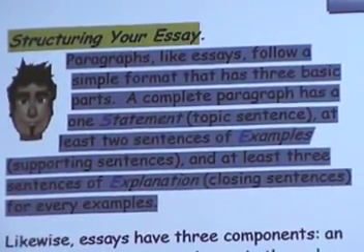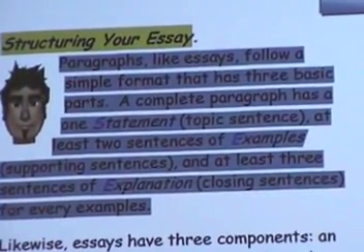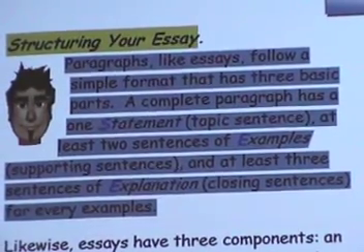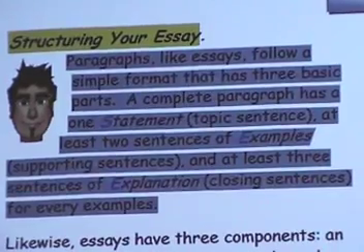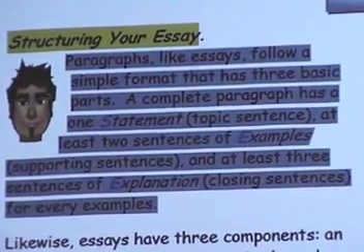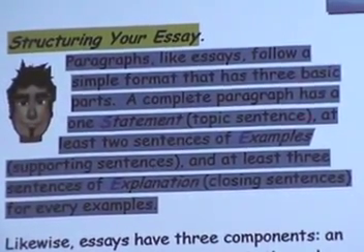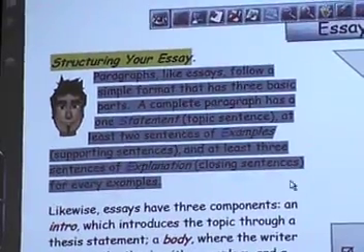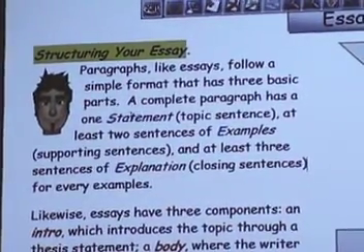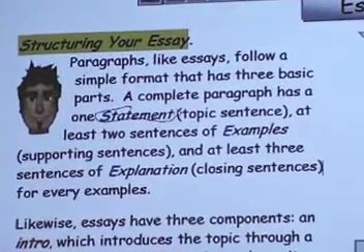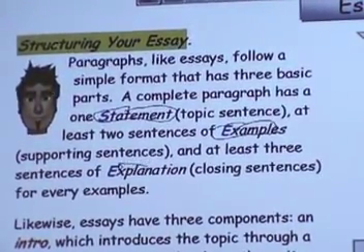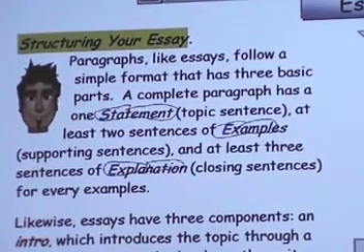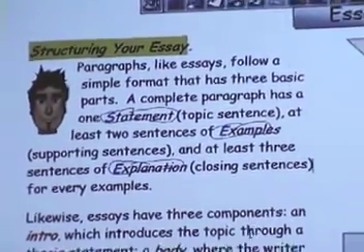Paragraphs like essays follow a simple format that has 3 basic parts. A complete paragraph has a 1-statement topic sentence, at least 2 sentences of examples, supporting sentences, and at least 3 sentences of explanation, closing sentences for every. Okay, so let's go ahead and circle important things in there. So, it has a statement. It has examples and explanation. That's every body paragraph, okay?